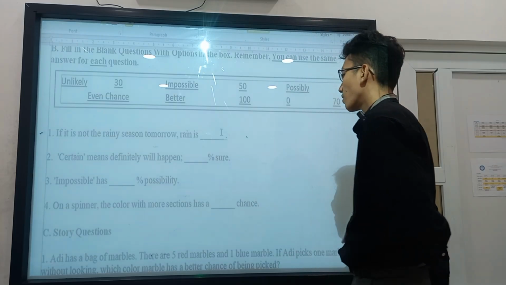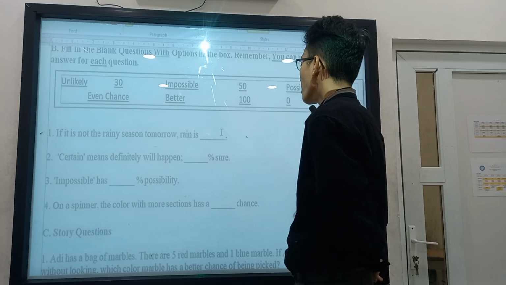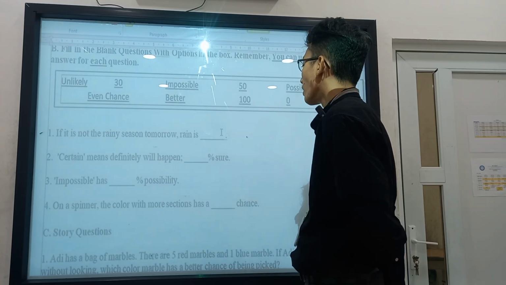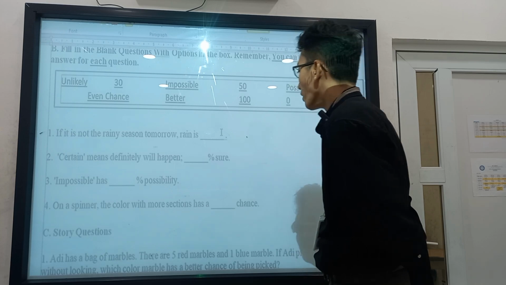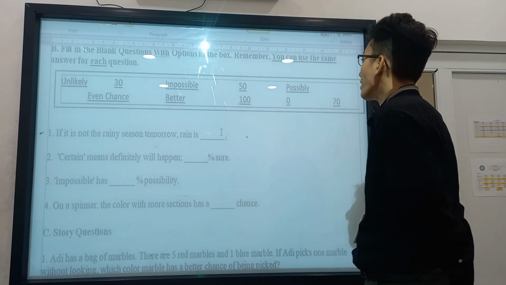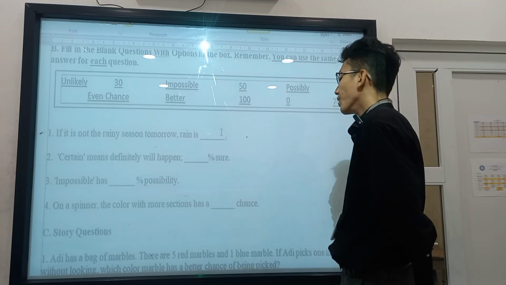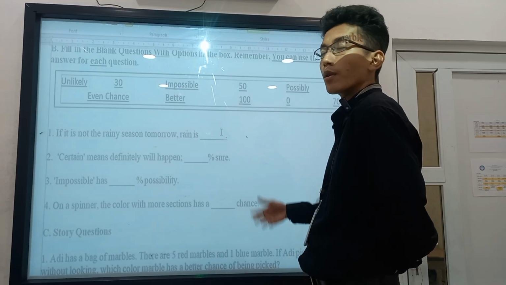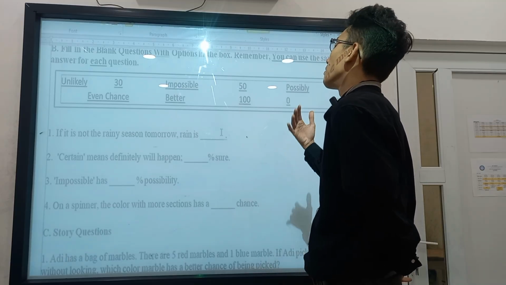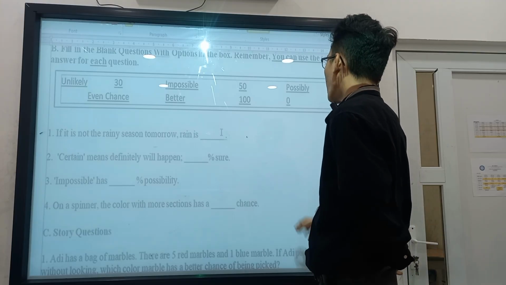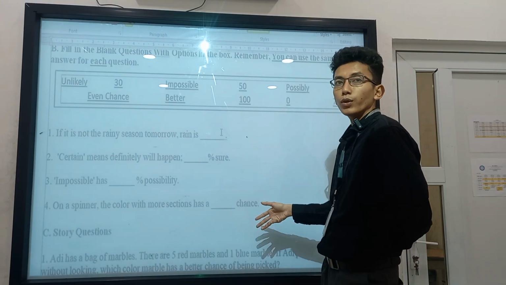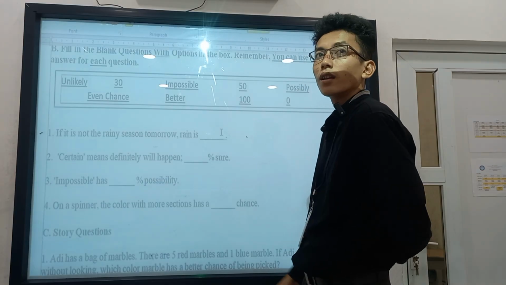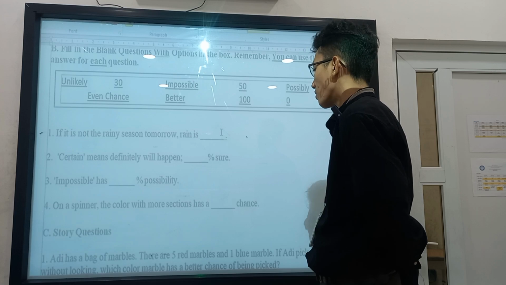It has zero chance. The percent here means the chance of something will happen. On a spinner, the color with a bigger portion has a better chance. Like in a red, green, and blue spinner, if red is bigger than the other colors, it will get more chance, a better chance to land on.